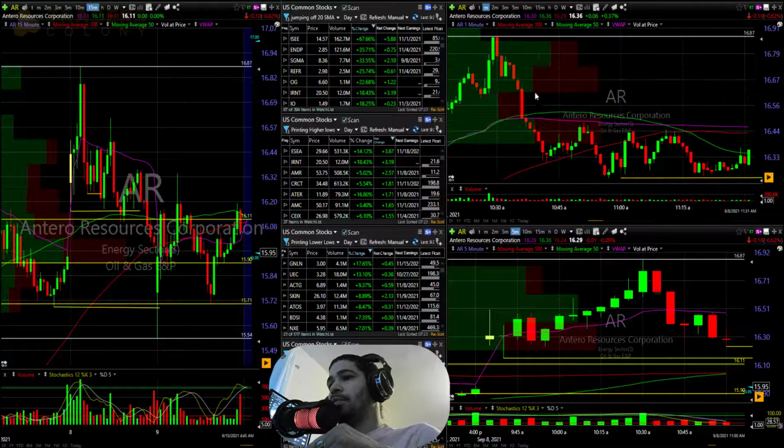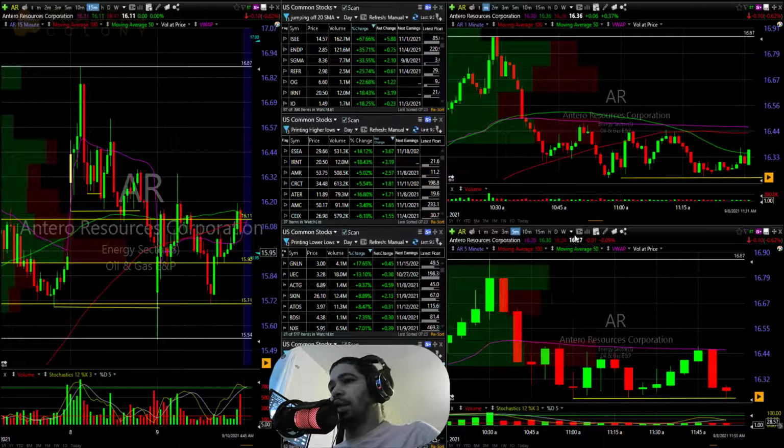Now this time around we were coming down in 1 minute time frame, and look at how we printed a small flag formation on five. Come, rebounds, retest. So we got a couple of candles coming right back up. Hit that 100 simple moving average right here on the 1 minute time frame, came up to retest.